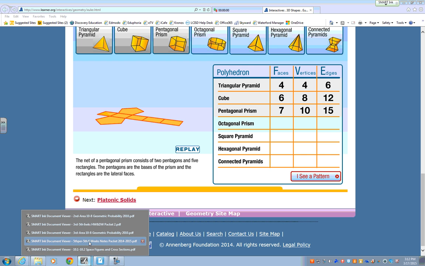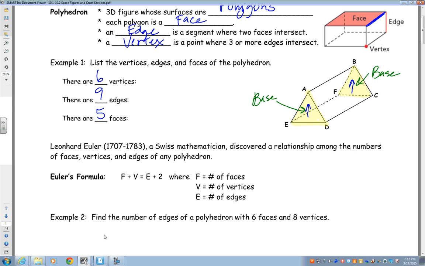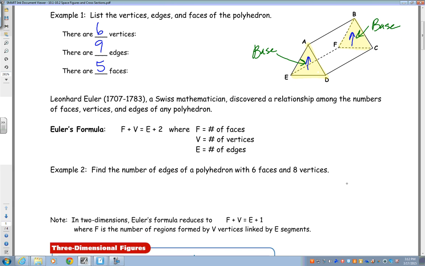And Euler was a Swiss mathematician that noticed this relationship when it came to three-dimensional shapes that were made up of polygons. This is the formula that you need to use for three-dimensional shapes. Basically, f plus v, which is faces plus vertices, always equals edges plus 2. Okay, f plus v always equals e plus 2. F is always your faces, v are your vertices, e are your edges. So as long as I have 2 of the parts, you should always be able to calculate the other missing part.